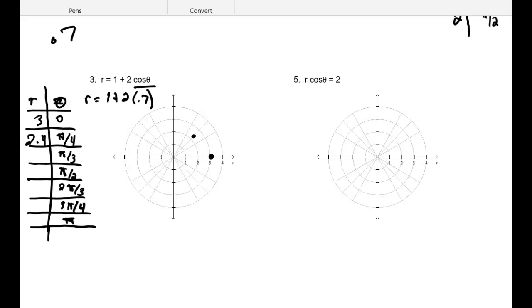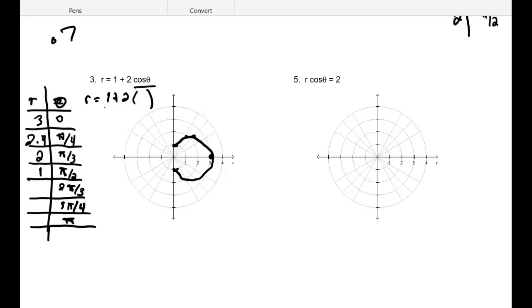If we pick pi over 3, oops. The reason we picked pi over 3 is because it's our nice 1/2. So you'd have 1 plus 2 times 1/2. So 1 plus 1 is 2. So it takes us to 2. And then at pi over 2, oh gosh, 0. So then our radius is 1. And so the graph would look kind of like this. And if we know that, then we can come down here, create a reflection, and that's half of our graph. So far it looks similar, but some interesting things will happen next when we go into the second quadrants.